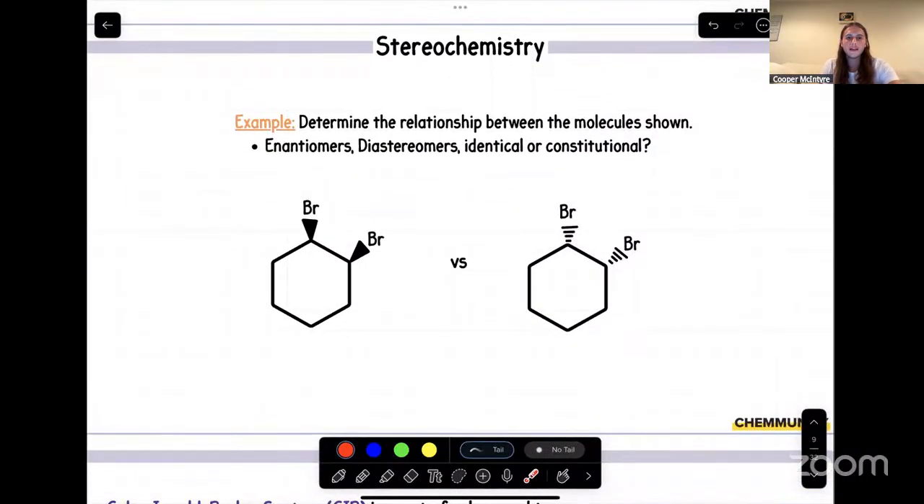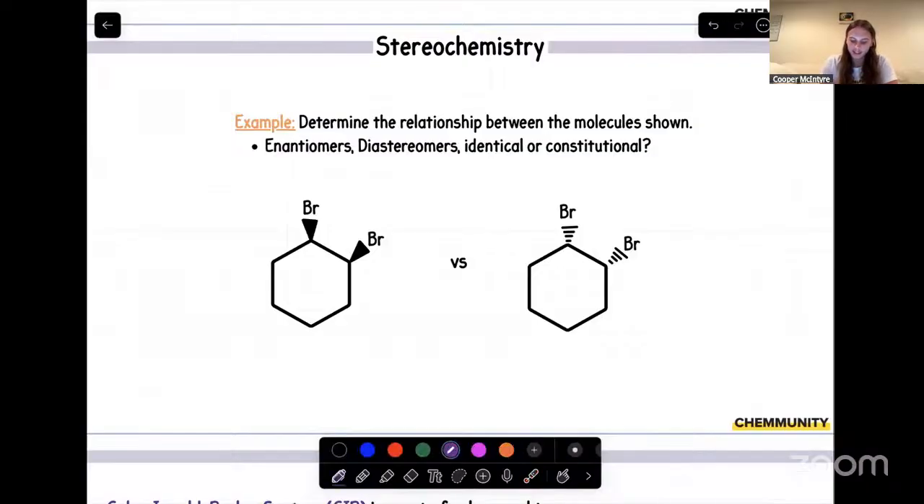Sweet. And then for our last question regarding stereochemistry and the relationship between molecules, we have this one. And this one's actually pretty interesting because at first glance, we see that these bromines are currently wedged, but then if we look at these bromines, they are currently dashed. Your first train of thought may be, oh, since we flipped all the configurations over, they may be enantiomers, but that's actually not the case in this example.